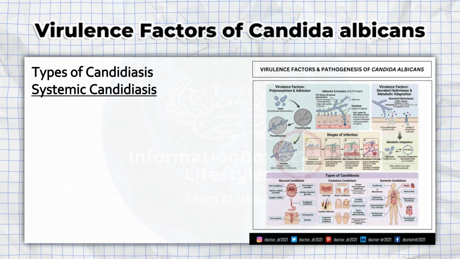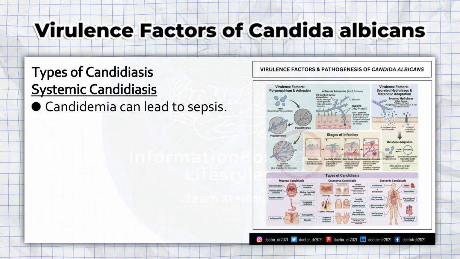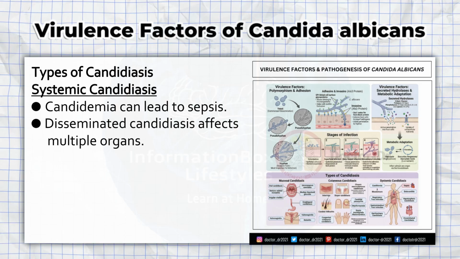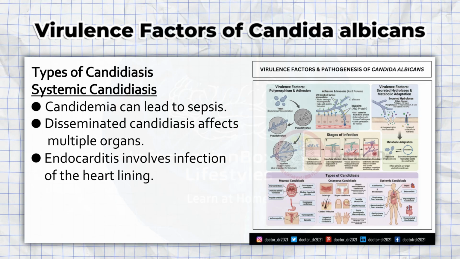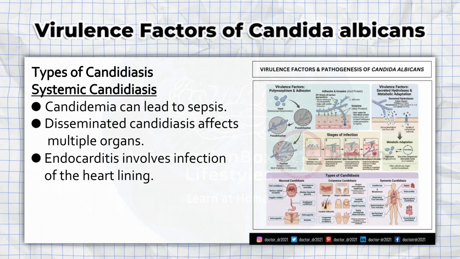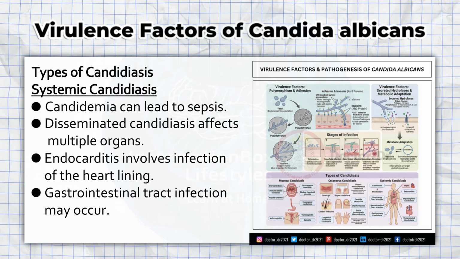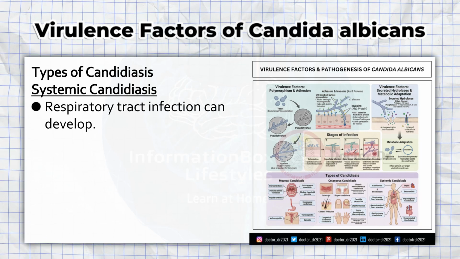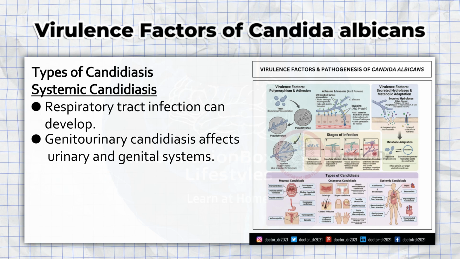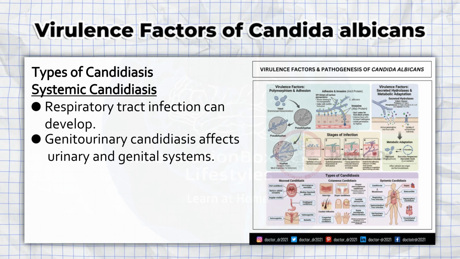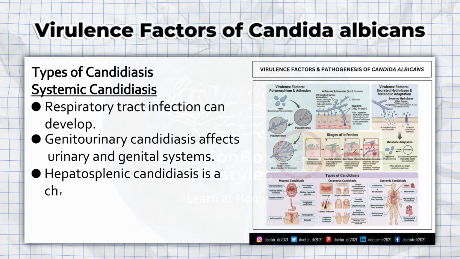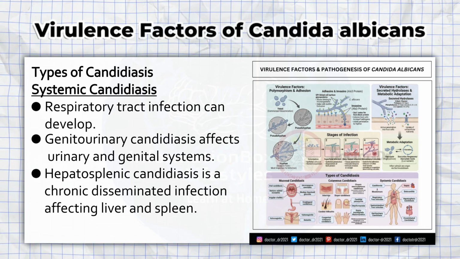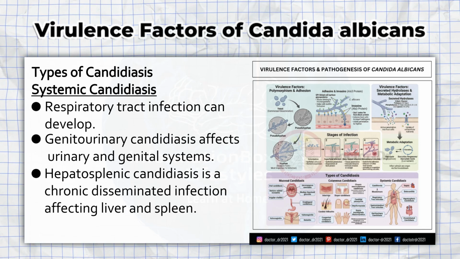Systemic candidiasis. Candidemia can lead to sepsis. Disseminated candidiasis affects multiple organs. Endocarditis involves infection of the heart lining. Gastrointestinal tract infection may occur. Respiratory tract infection can develop. Genitourinary candidiasis affects urinary and genital systems. Hepatosplenic candidiasis is a chronic disseminated infection affecting liver and spleen.